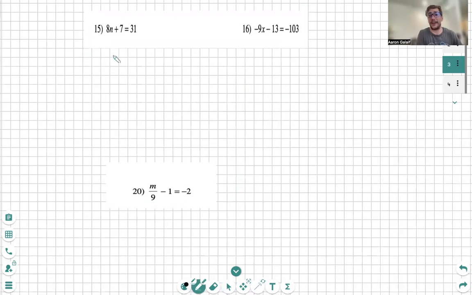Our goal is to get the variable by itself, which of course is the letter. In this situation, we will use inverse operations to get the n by itself. We see 8n plus 7 is equal to 31. The first thing I need to do is get 8n by itself. In order to do that, I must subtract 7 from the left side. And what I do to one side, I must do to the other.